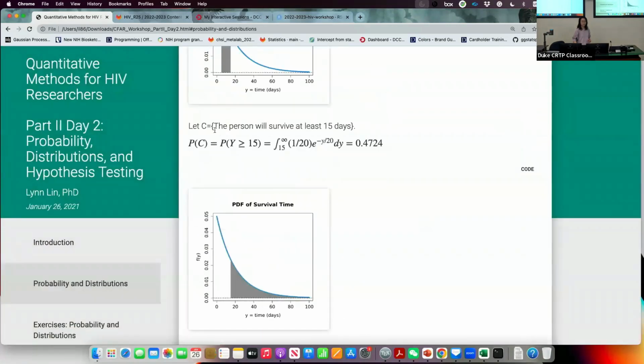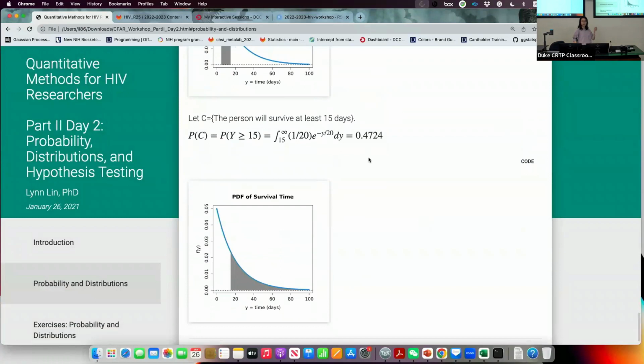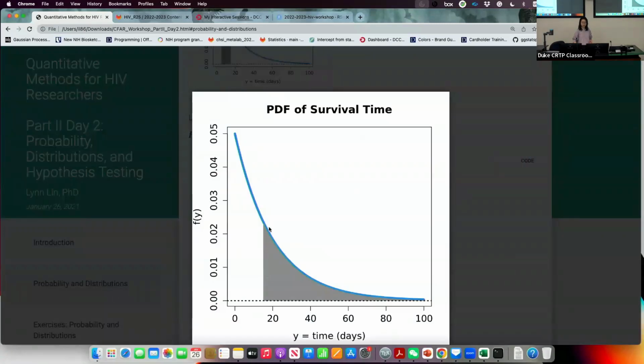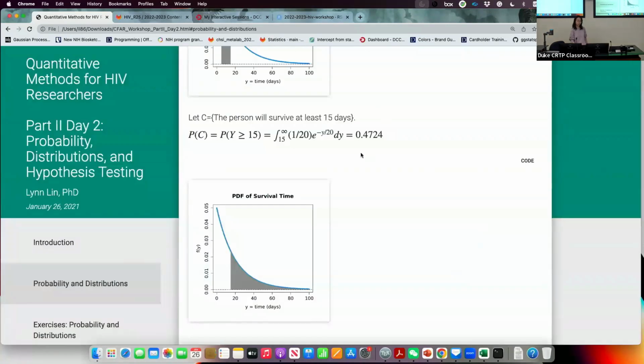So the last example is that a person will survive at least 15 days. That is, we are going to see the probability that y will be greater than 15. Again, on the same curve, the boundary is from 15 to infinity. So you are going to just calculate the area to the right of this 15. Everything to the right of this 15 will be the probability of survival, so the probability of survival is actually going to be close to half.